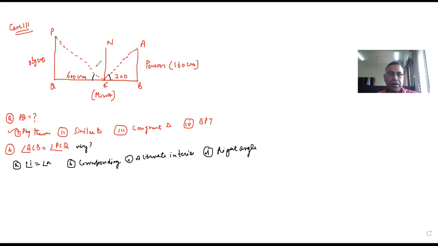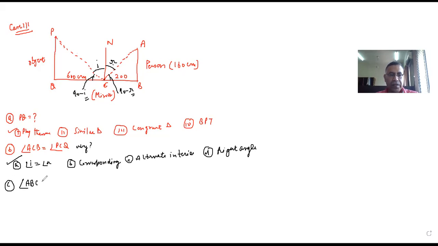Exactly right, because this is our incidence angle and this is our reflective angle, because this is the mirror, no? Line of sight, this is line of sight. So if I is equal to angle R, this complete angle is 90, so 90 minus I must be equal to 90 minus R. So the concept used is angle of incidence equals angle of reflection. So this is the correct answer. Now come to C part.